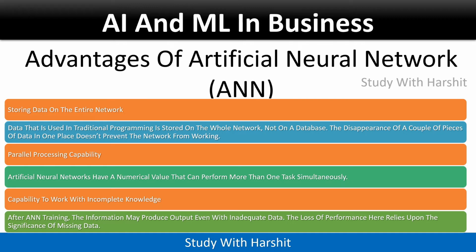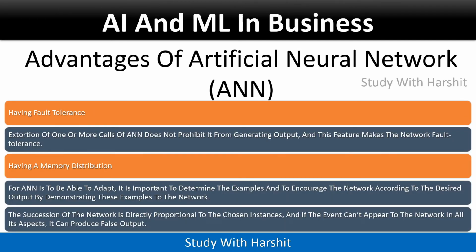Artificial neural networks have a numerical value that can perform more than one task simultaneously. Capability to work with incomplete knowledge. After ANN training, the information may produce output even with inadequate data. The loss of performance here relies upon the significance of missing data. Having fault tolerance. Corruption of one or more cells of ANN does not prevent it from generating output, and this feature makes the network fault tolerant.